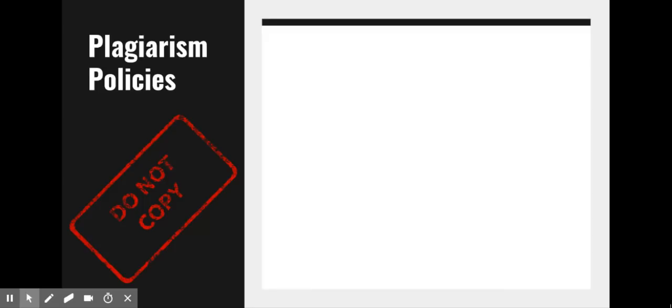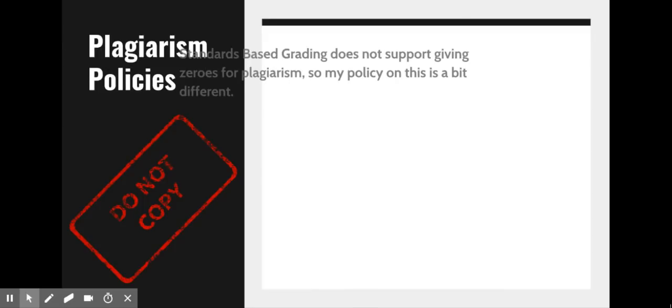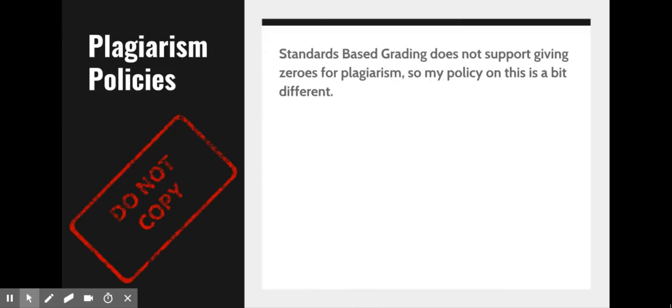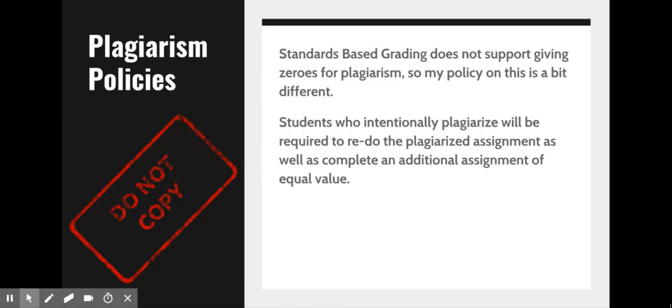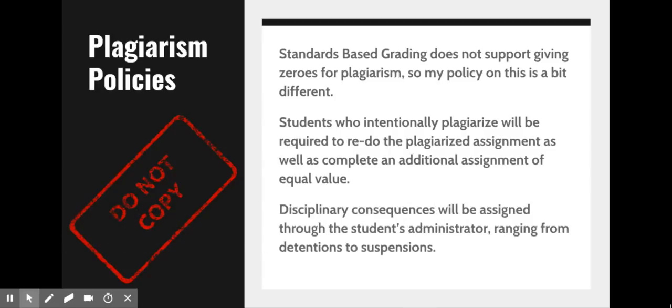Plagiarism policies are a little bit different with standards-based grading because it does not support giving zeros for plagiarism. Your grade is supposed to be reflective of your skill. So instead of this, if you do plagiarize, not only do you have to redo that assignment, but you have to complete an additional assignment of equal value in order to get a score for that assignment.